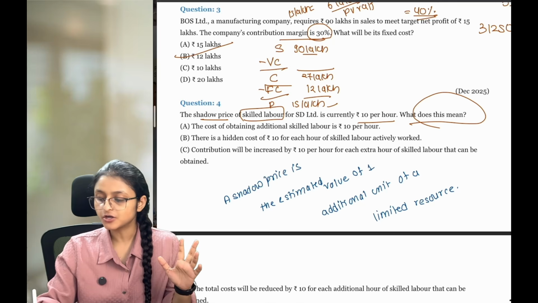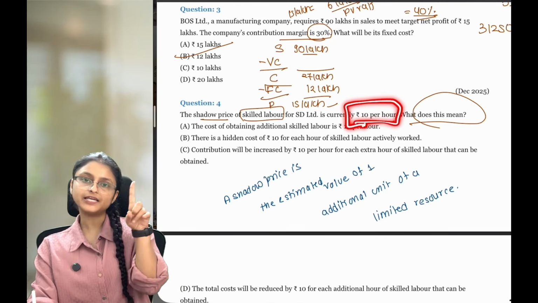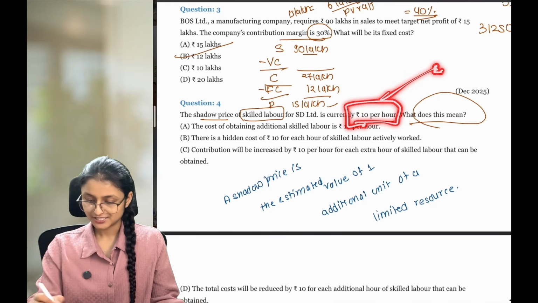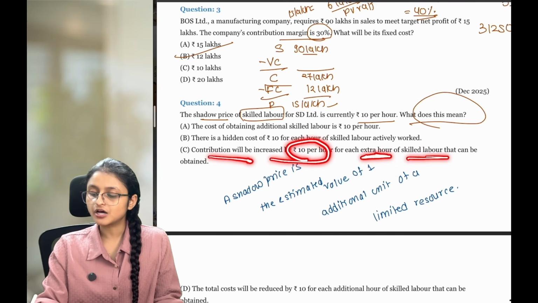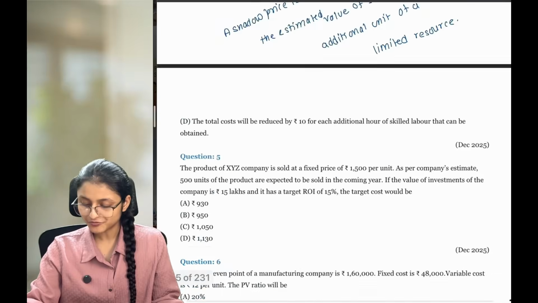So if you have a shadow price of rupees 10 per hour, this denotes that if you have 1 extra labor hour, you're going to earn 10 rupees extra as contribution. So the contribution will be increased by 10 per hour for every extra hour of skilled labor that can be obtained. Okay? Now, moving forward to the next point.